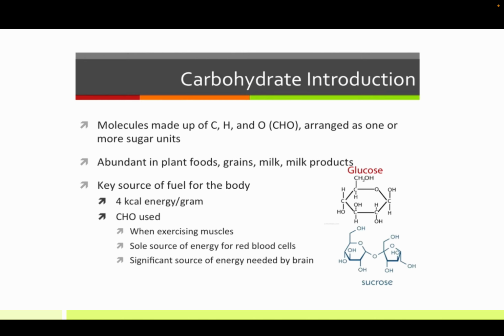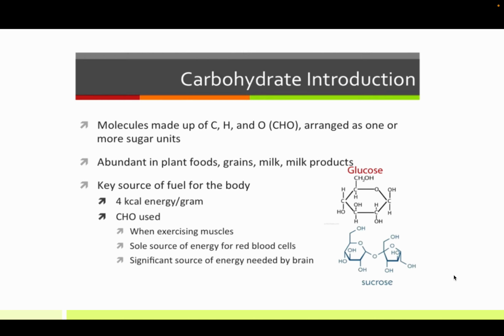Carbohydrates are a key source of fuel for our bodies, especially our muscles, red blood cells, and brain. And as you know already, because we've talked about this in the past few modules, they provide 4 kilocalories of energy per gram. Now, one of the other animations I provide in Canvas breaks carbohydrates down and discusses the differences between simple and complex carbohydrates. So be sure to take a look at that particular animation.